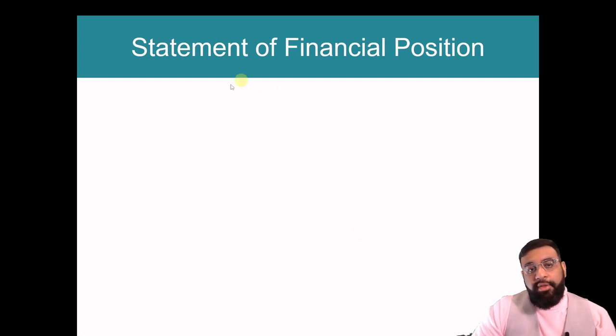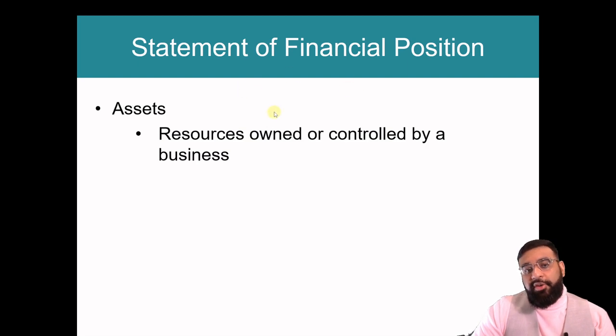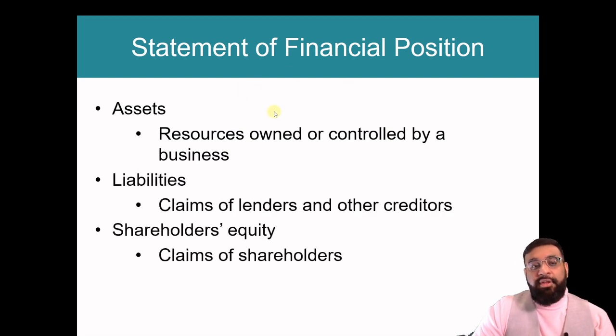All right, now in this video, we're going to talk about the statement of financial position, or in other words, the balance sheet, the consolidated balance sheet, or the classified balance sheet. So the statement of financial position essentially has three out of the five main accounts. It has assets, liabilities, and shareholders' equity.